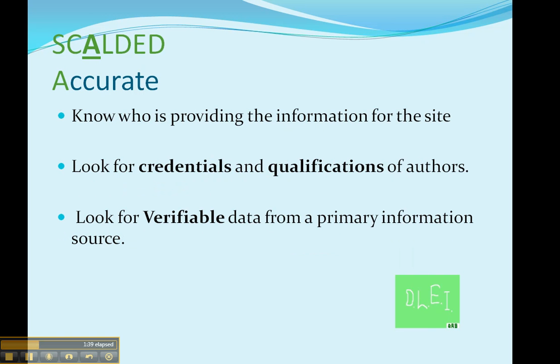In the same way that you want to make sure information is current, you've got to make sure that it's accurate. When you look at information, look specifically for who's writing the information or interpreting it. What are their credentials, qualifications? If the information is not original, can you figure out where it came from? And is it from a primary, verifiable information source? Lastly, you've got to make sure that opinion is differentiated from fact.